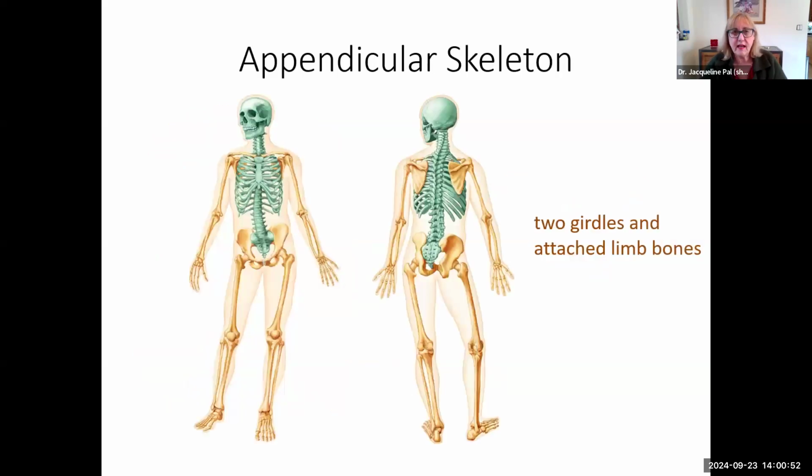So that's it for the exoskeleton. Now, the exoskeleton is what was green. So now we're going to talk about what was brown. And what is brown is the appendicular skeleton, which consists of two girdles, and not the kind of girdles like a Spanx kind of girdle, but a shoulder girdle, which is known as a pectoral girdle, and a pelvic girdle, and attached limb bones. So to the shoulder girdle, we're going to have the upper limb attached, and to the pelvic girdle, we're going to have the lower limb attached.